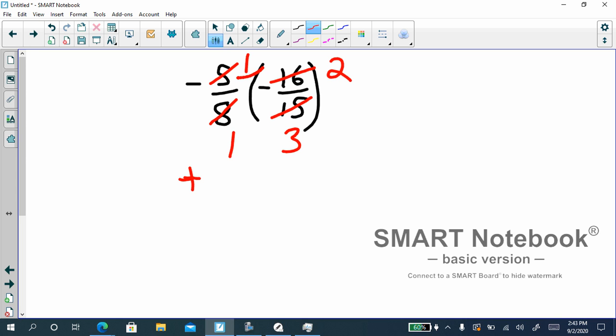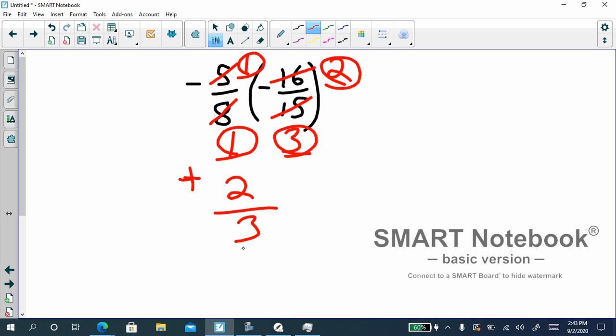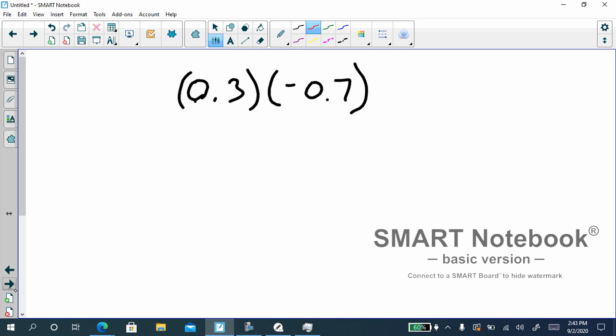So we're left with 1 times 2 on top, 1 times 3 on bottom. So we get positive 2/3. So after we take care of the signs, we just multiply like we normally multiply fractions. Here we have a positive times a negative, so our answer should be negative. And we need to multiply these two numbers together.